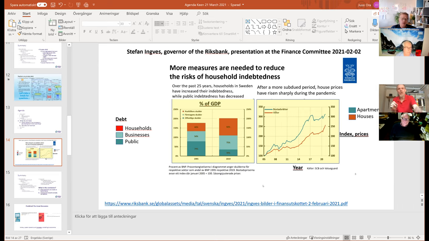So is this exactly what you said in Minsky? Yep. Because the public debt decreases quite a lot. It's more than half. And it's doubled actually on that side. And the funny thing, or funny, I don't know, but which is encouraging, I would say, he says that over the past 25 years, households in Sweden have increased their indebtedness while public indebtedness has decreased. So apparently he thinks there is a connection.